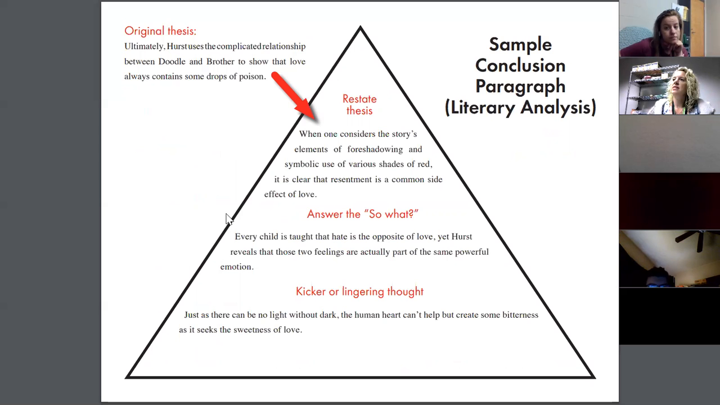All right. So this is continuing on from the one from before. So this is the original thesis. The original, ultimately, Hearst uses the complicated relationship between Doodle and the brother to show that love always contains some drops of poison. Okay. So when one considers the story's elements of foreshadowing and symbolic use of various shades of red, it is clear that resentment is a common side effect of love.